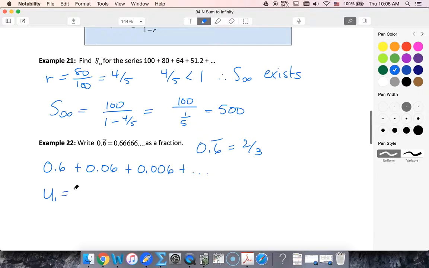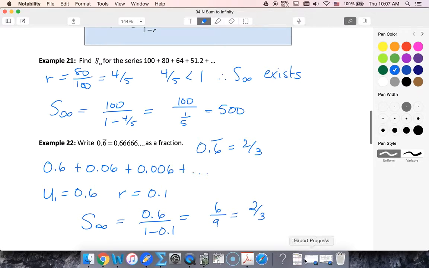So we've got a u1 of 0.6 and an r value of 0.1. So again, this is less than 1, so my sum to infinity exists. So my sum to infinity is going to be u1 over 1 minus r. So then I have 6/9, which is of course 2/3. So this is a really neat application, I think, of sum to infinity.